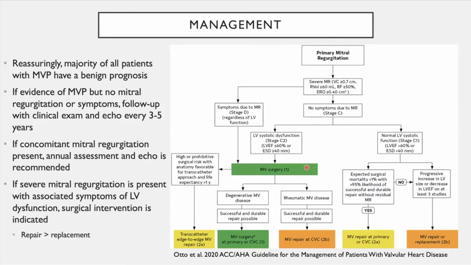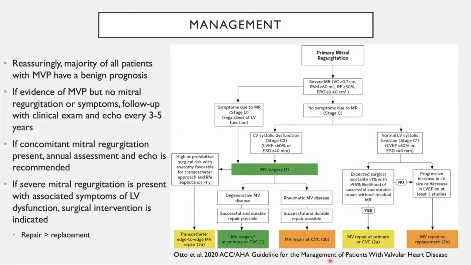And if you have severe mitral regurgitation associated with symptoms or left ventricular dysfunction, surgical intervention is indicated. It follows the same guidelines as we follow for primary mitral regurgitation, with mitral valve repair being the more effective and more preferred way to treat mitral valve prolapse surgically.